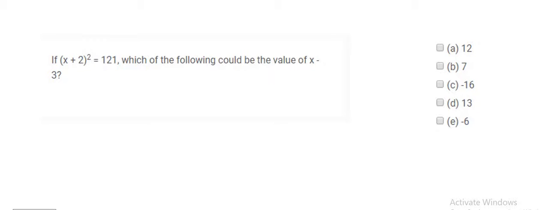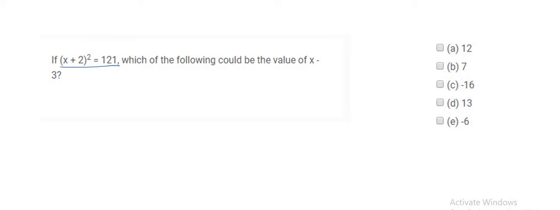Welcome to another number theory problem. The problem statement says that if (x + 2)² is equal to 121, which of the following could be the value of x − 3? So in this, we have to solve this equation and then get the possible values of x from which we can find x − 3.